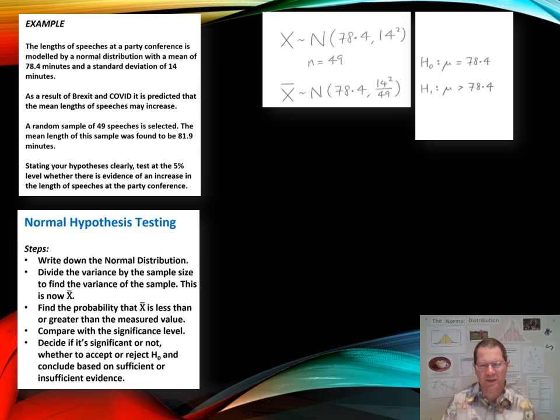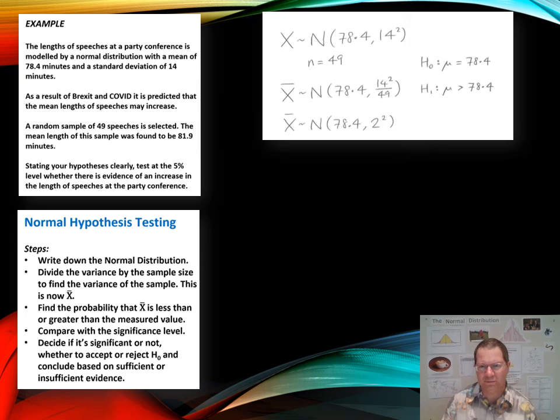So our second step says to divide the variance by the sample size to find the variance of the sample. And this is now x bar. So you'll notice that I've rewritten it with x bar instead. The mean is still 78.4, but the variance is 14 squared divided by 49. 14 squared is 196, divide that by 49, and we get 4. So the new variance is 4, and the new standard deviation is 2.